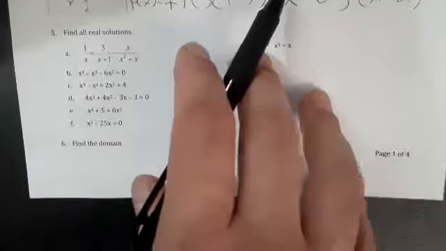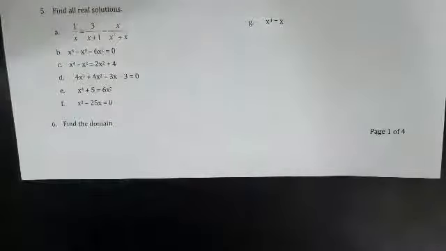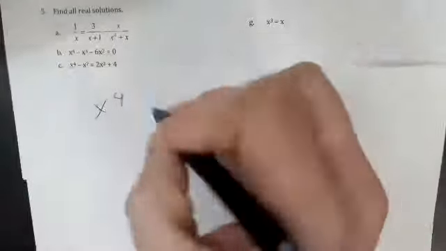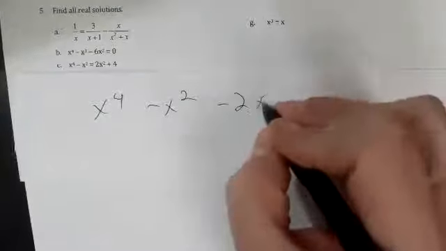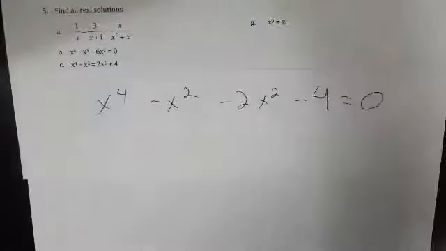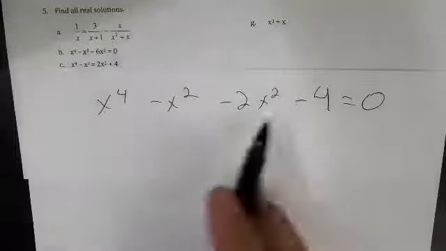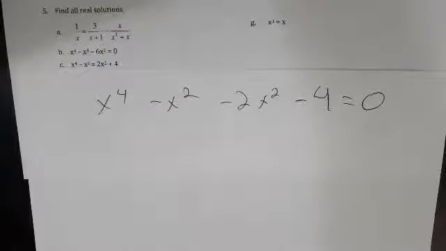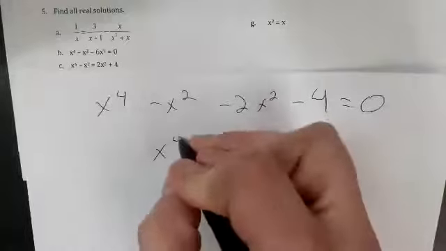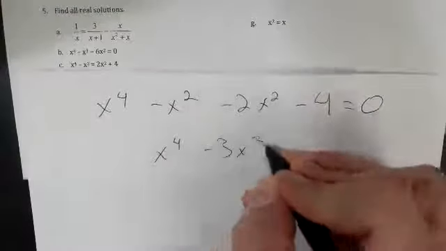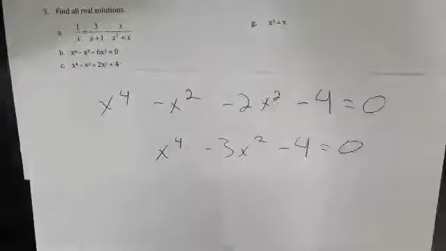All right, so what do we do? A, B. Now we're on what? C. So I think the first thing we need to do is what? Get them all to one side. It's x to the fourth minus x squared plus 2x squared plus 4. We subtract the 2x squared, subtract the 4. Oh, we got things that look in common. So this is x to the 4th minus 3x squared minus 4 equals 0.